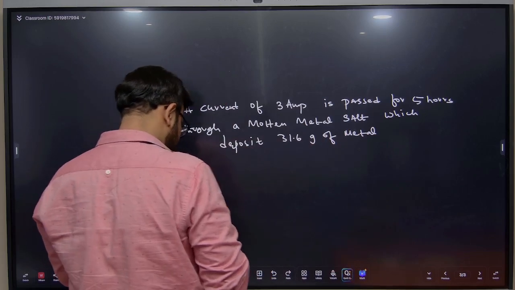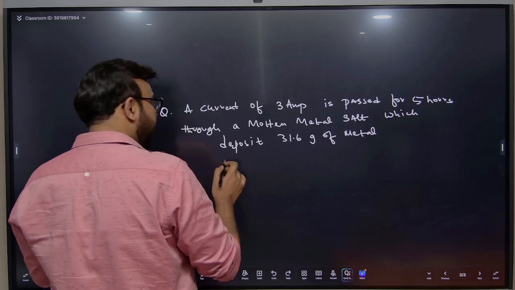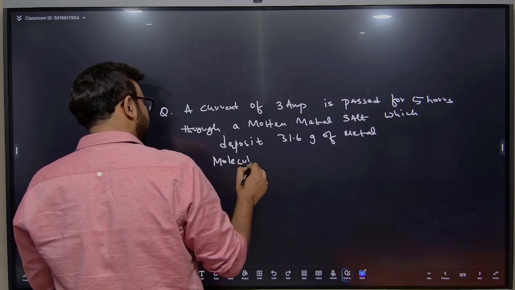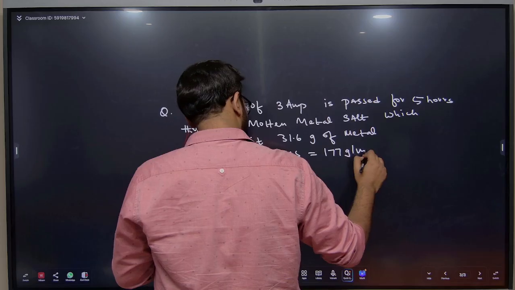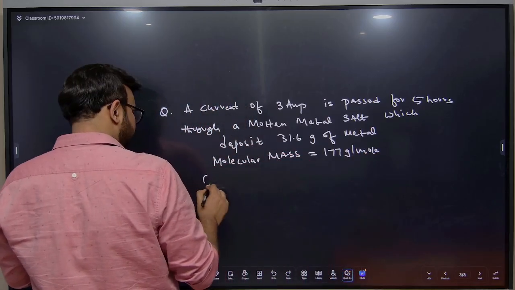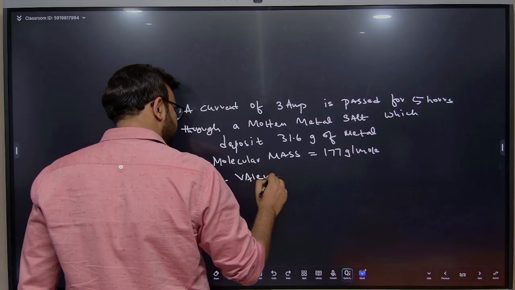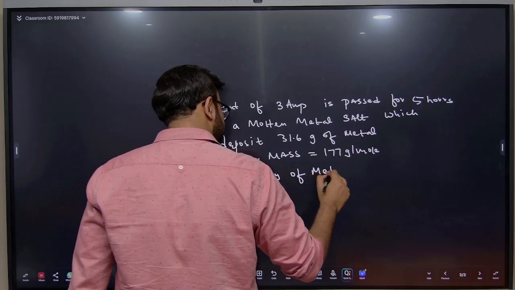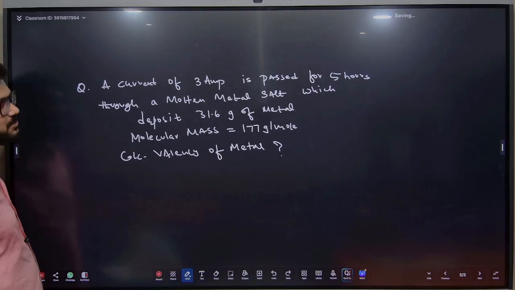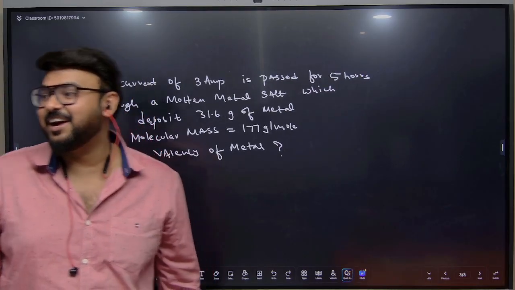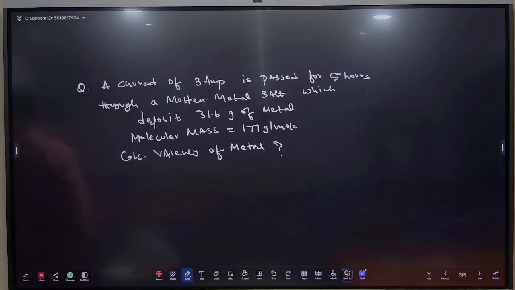So see, mass is also given. Plus, they have also given the molecular mass of the metal, 177 gram per mole. Calculate the valency of the metal. So guys, this is the question. Very few people were able to apply this logic. They asked valency, not n. N they have not asked. Valency they asked. N is the electrons which are transferred, right? But they asked valency. Literally, valency is asked.